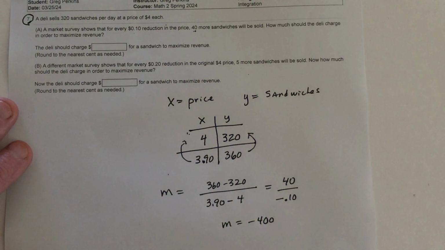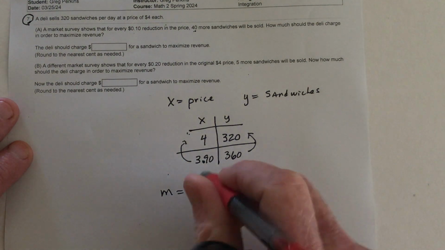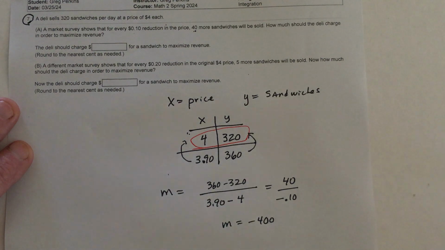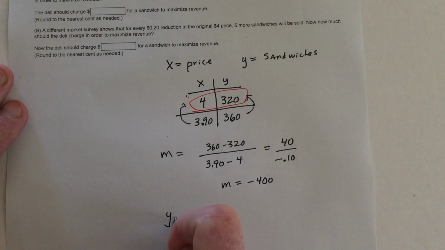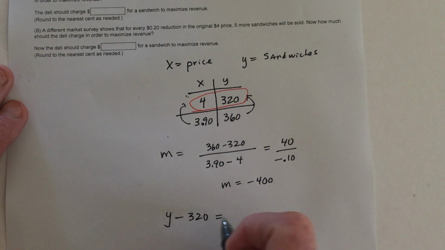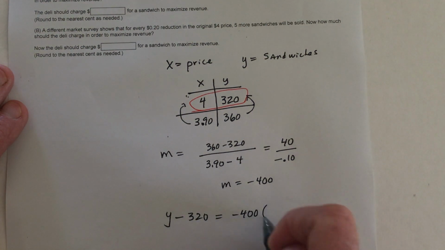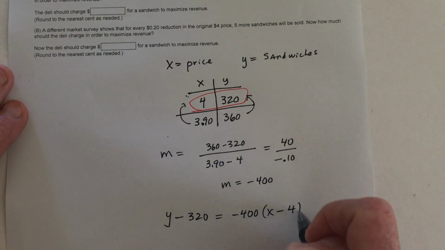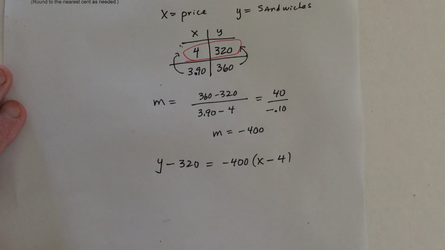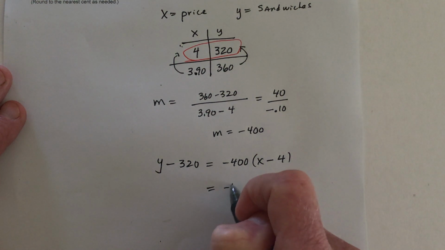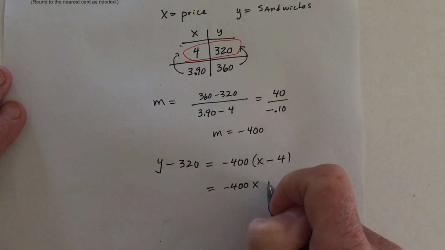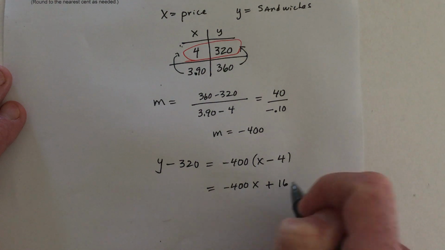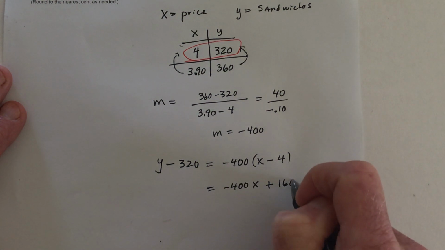All right, then find the equation of the line. And I'm going to use these two. So I can then go y minus the y value of 320 equals the slope times x minus the x value of 4. And then simplify this. So on the right side, there would be negative 400 times x, and then negative times negative will be positive. I know that 4 times 4 is 16, and then just add on a couple extra zeros.